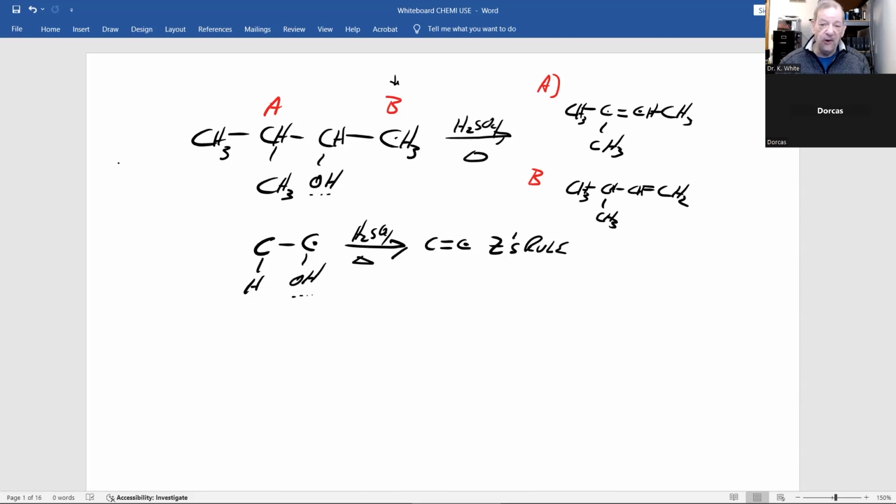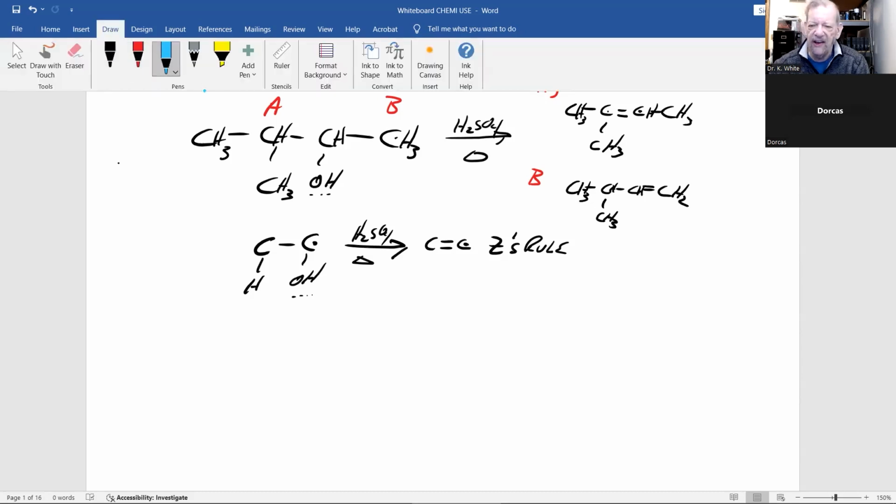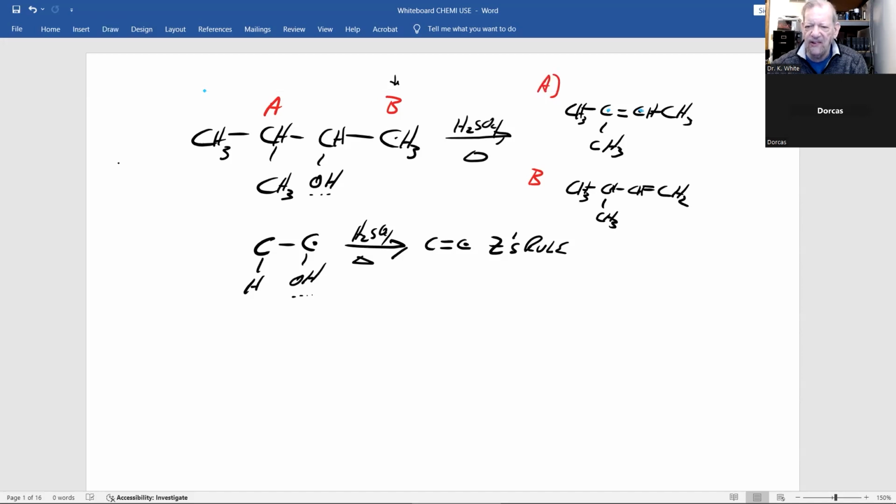And the question is, which is the right product per Zaitsev's rule? Well, now you have to use your higher math skill and say, how many carbons are directly bonded to the carbons of the double bond? Well, up here, 1, 2, 3. So the answer up here is 3. If we look at this one, we only count carbons directly bonded to the carbons of the double bond. And the answer is 1.